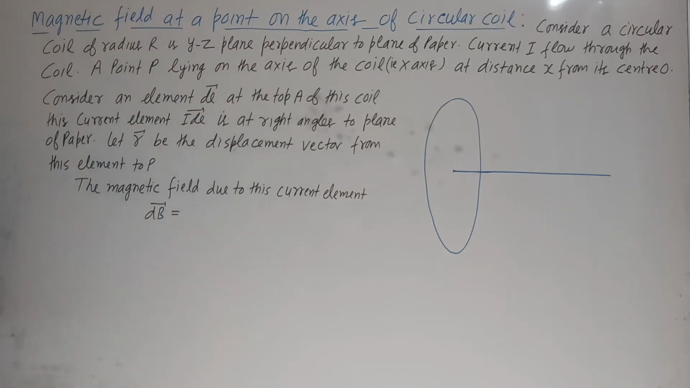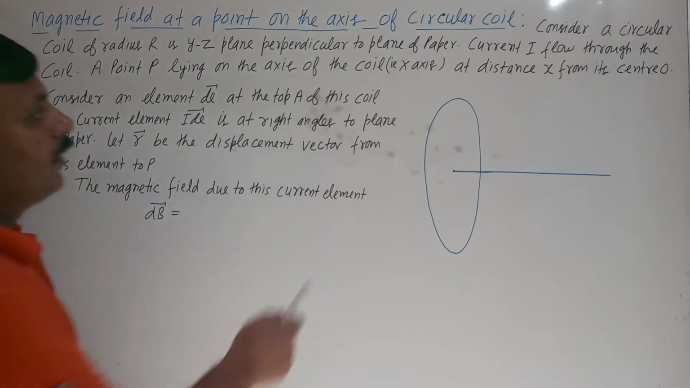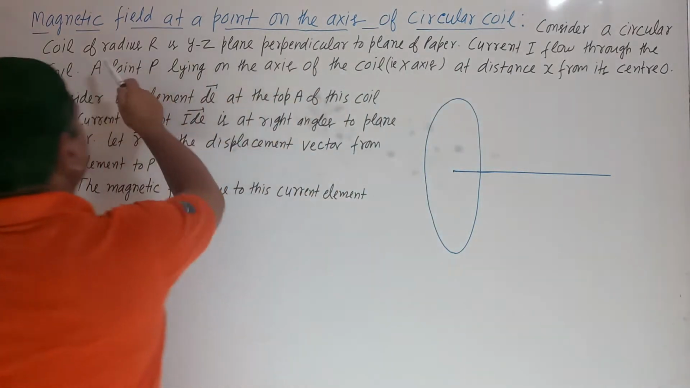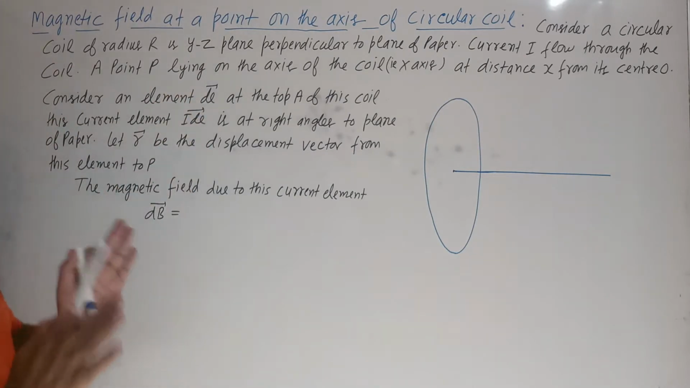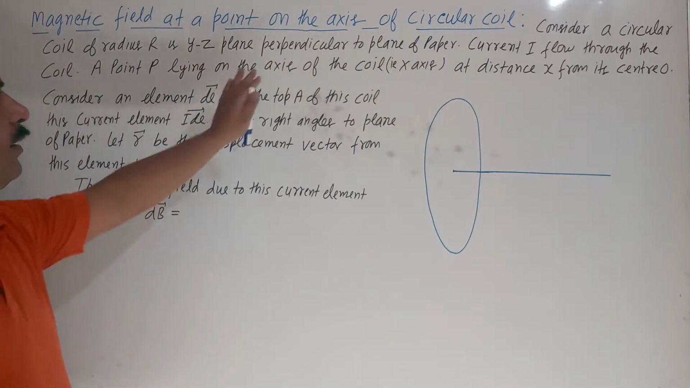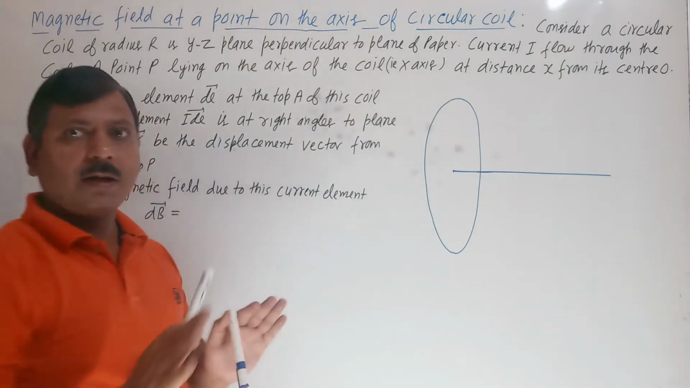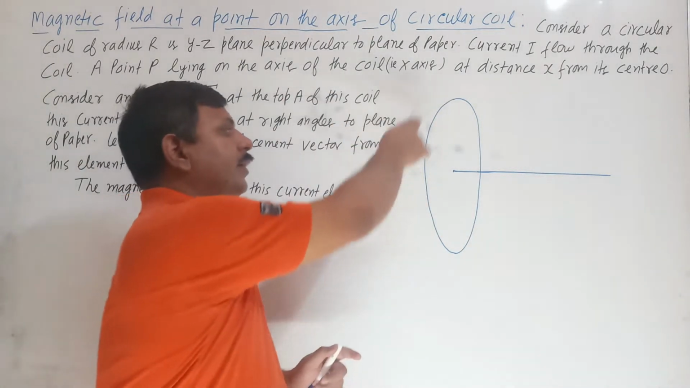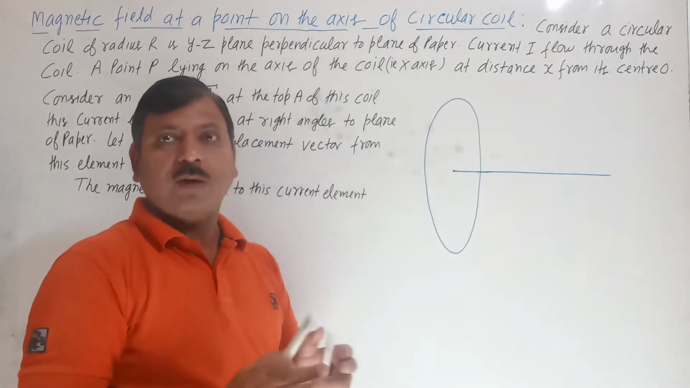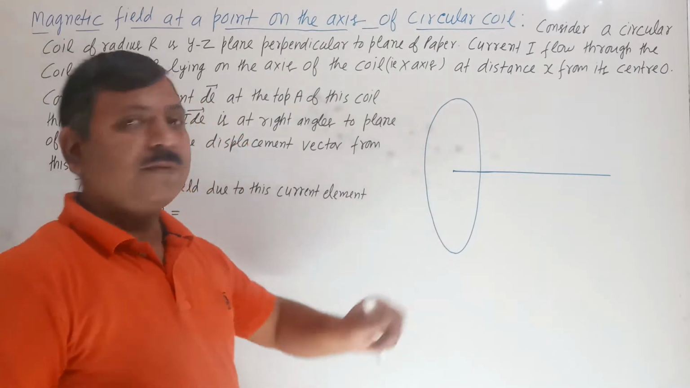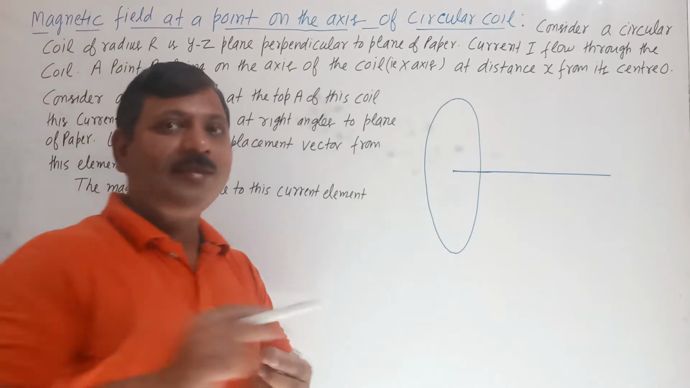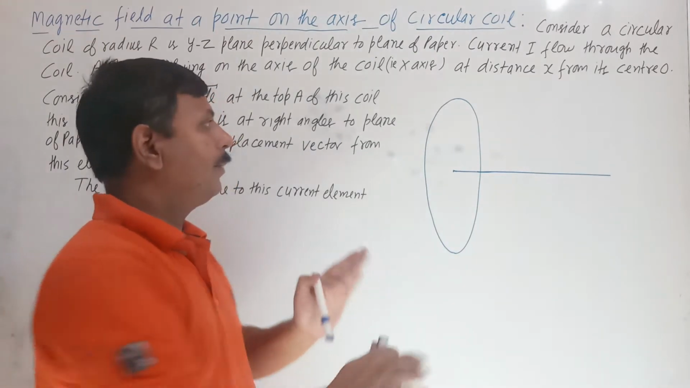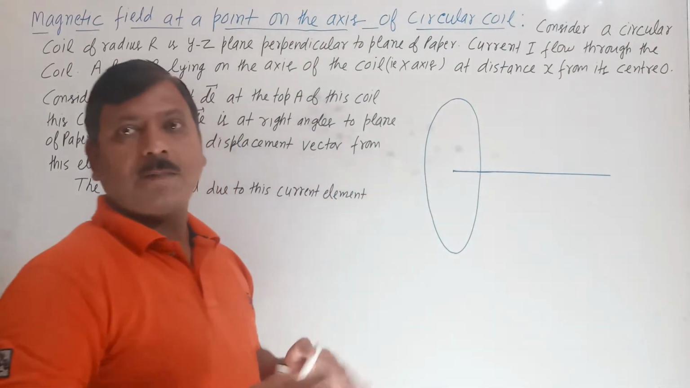Magnetic field at a point on the axis of a circular coil. Consider a circular coil of radius R in the YZ plane, perpendicular to the plane of paper. What I have considered is a circular, current-carrying ring. This lies in the YZ plane and its axis is along the x-axis, perpendicular to the plane of this board or plane of paper.